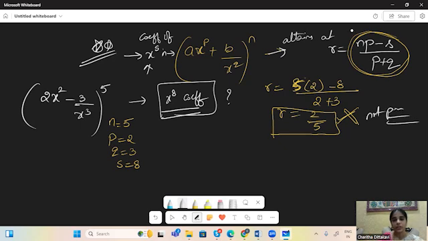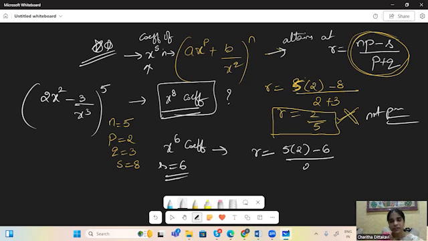Not possible at all. Now think about x power 6 coefficient. Can we get it? Think about that. So replace your s equal to 6 in this. Now tell me what is your r equal to? Just replace. So 5 into 2 minus 6 by 2 plus 3. How much is it? 10 minus 6, that is 4 by 5. That is also not possible.